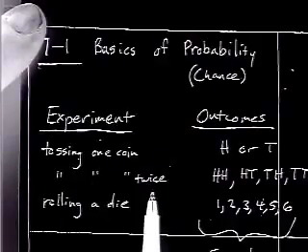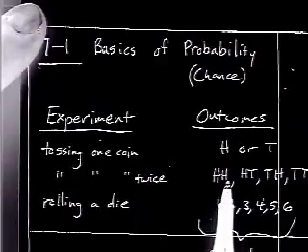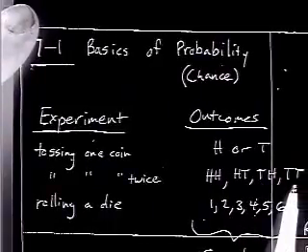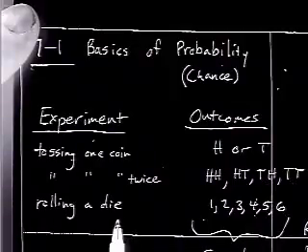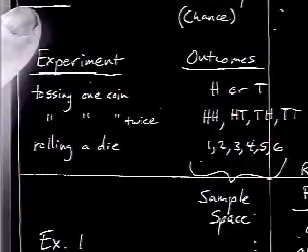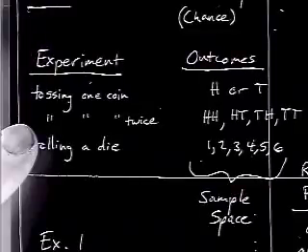If we toss one coin but we do it twice, then we could get heads both times, heads then tails, tails then heads. Lastly, tails and tails. That would be all of the outcomes. Rolling a die, we could get 1 through 6. These are called the sample space. When you write out all the possible outcomes, you're dealing with what's called the sample space.